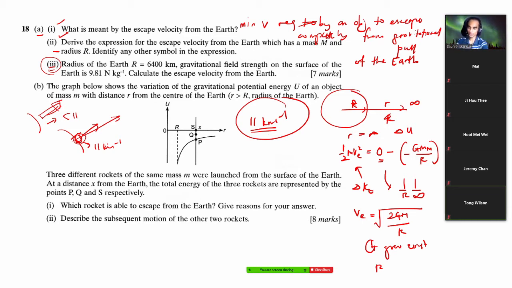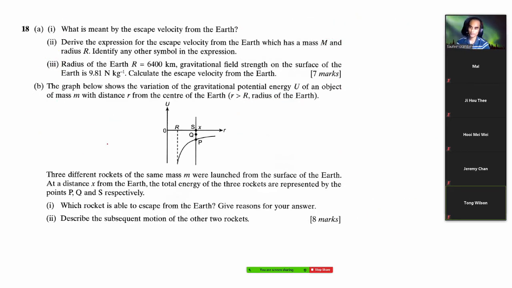Okay, B1. Three different rockets of the same mass are launched from the surface of the Earth. At a point distance x from the Earth, the total energy of the rockets are represented by points P, Q, and S respectively. So there are three rockets over here: S, Q, and P. And this is a graph of potential energy.